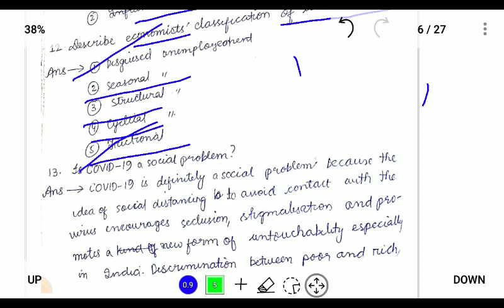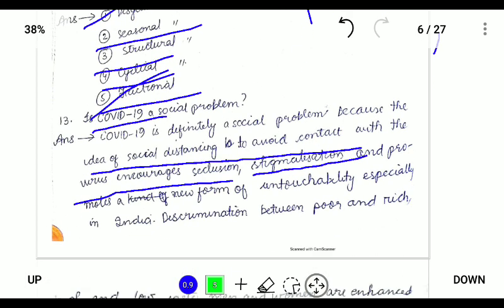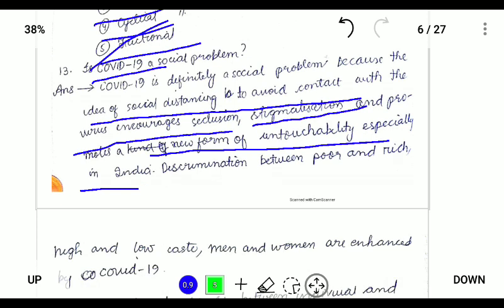Is COVID a social problem? So we know that COVID-19 has affected our lives physically, mentally, psychologically, and also it is a social problem. Why is it a social problem? Because the idea of social distancing to avoid contact with the virus encourages seclusion, that is we are separated from the family. Stigmatization, that is people accuse us of bringing the virus, and it promotes a new form of untouchability, especially in India. Because people are afraid of contacting this virus, as a result a form of untouchability is practiced.